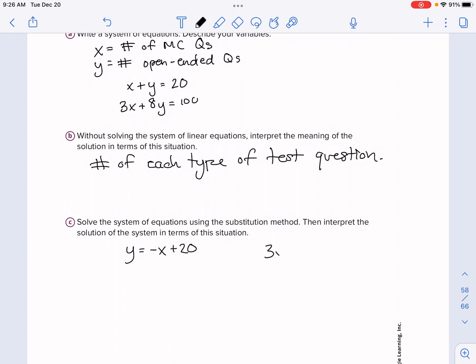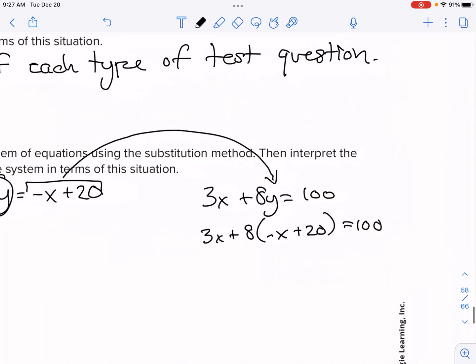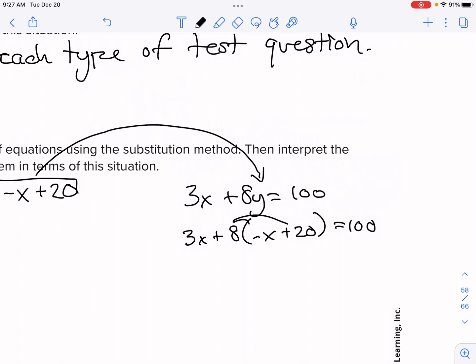And then again, let's rewrite this second equation. I'll put it horizontally. Same thing as the last problem: we have y equal to negative x plus 20, and we'll plug that wherever we see a y. So this is 3x plus 8 times negative x plus 20 equal to 100. If you remember from the last one, we had to distribute. So we'll still keep the 3x. Positive 8 times negative x is negative 8x. Positive 8 times positive 20 is positive 160, equal to 100.